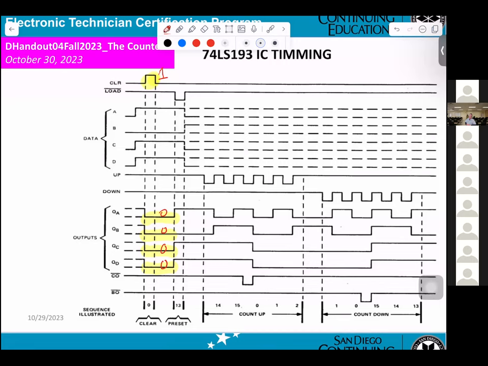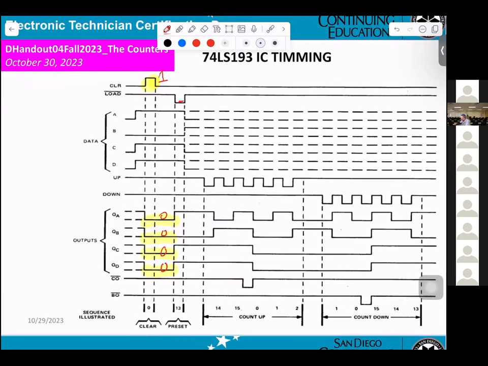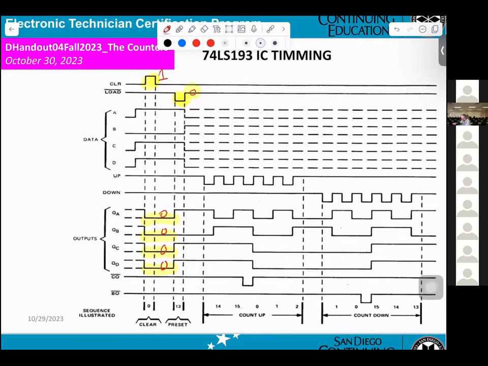The thing I want you, when you're looking into this information, you must understand that at work, sometimes you have to do it. That is the first test for clear. And the next test, they want to test for loading. The loading here. You want to load, then load tab to be zero. And clear have to be zero.